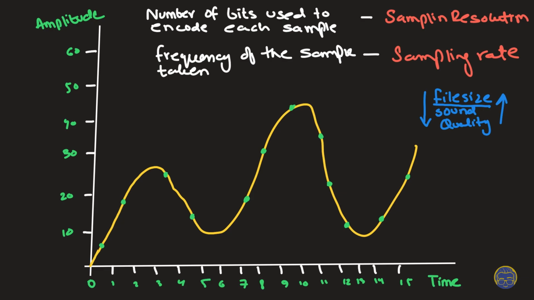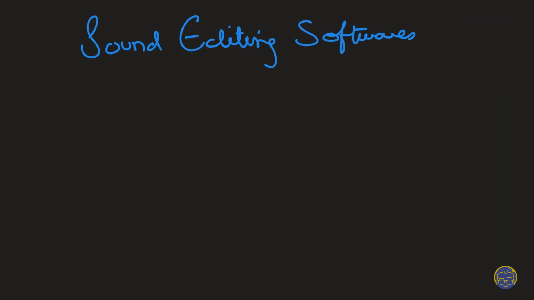So we need to come up with some kind of balance between these two, so that our file size is not too high and the quality of the sound is good as well. There are certain types of software that we use to convert an analog sound into digital sound. These software are generally used for recording and for digitizing the sound. What else are these software used for? These software are used for editing features as well.